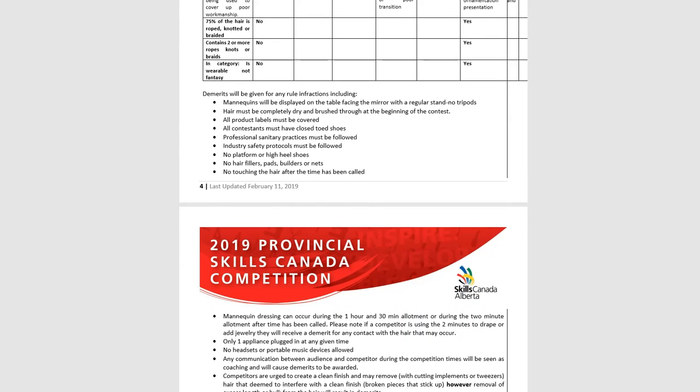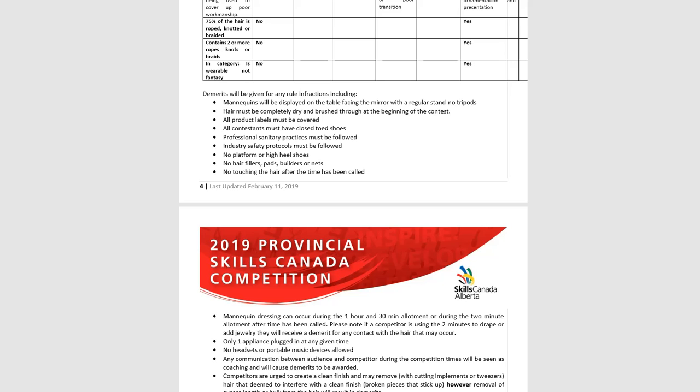So demerits will be given for any rule infraction. These are the things that are occurring while the stylist is working, and these are done by a judging committee, again, of the PTC members. 2 PTC members must witness the infraction in order to document that it's occurred.